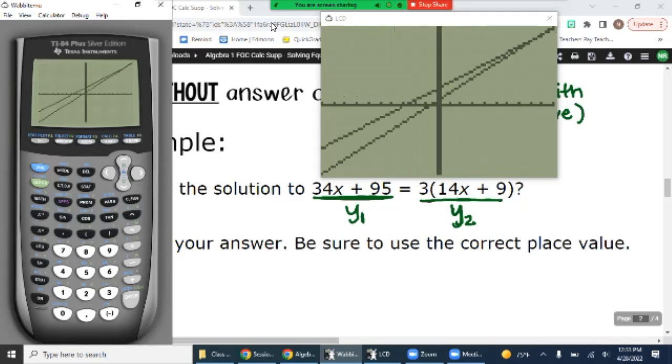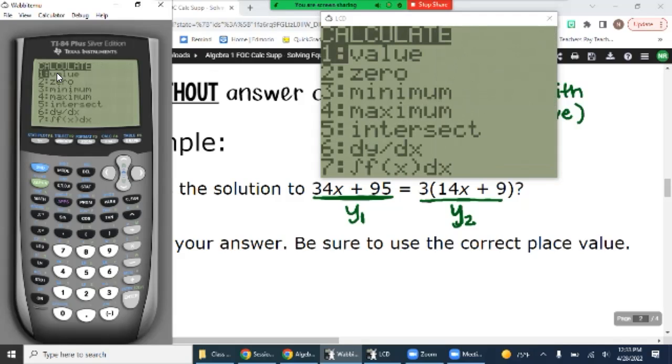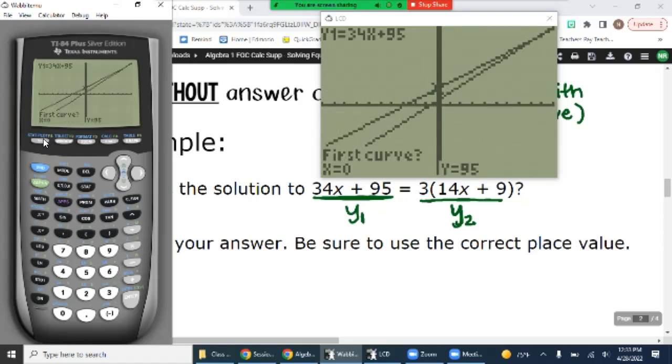Now we have to figure out what that point is, right? So to calculate it, the word calculate is in blue, so we have to press second trace. And if we're trying to figure out where they cross, what option are we going to use? 1 or 5, intersection. The thing I like about this feature, the 5, is that you don't have to move the star. You just press enter 3 times. And there it is.